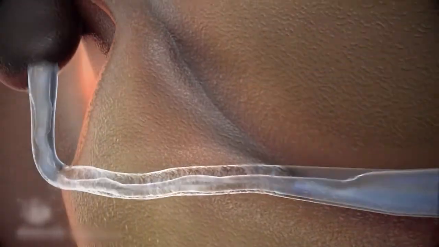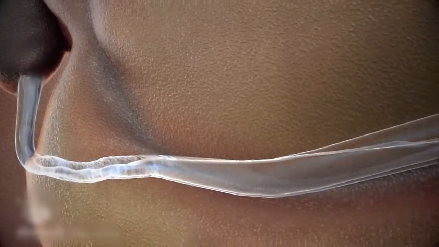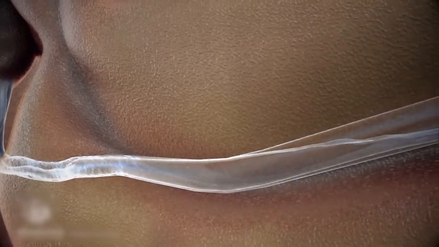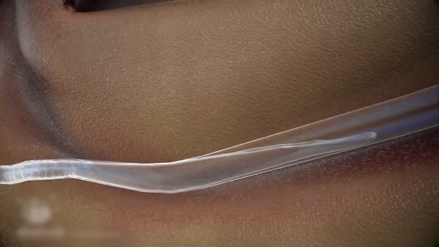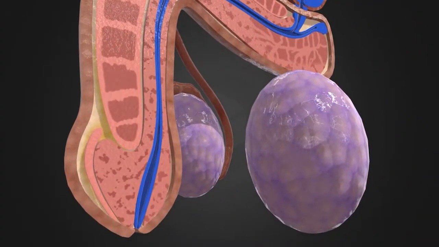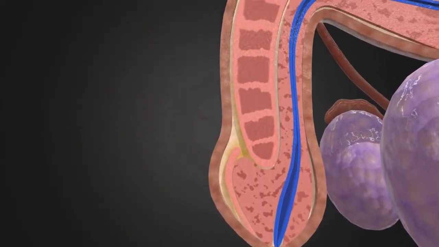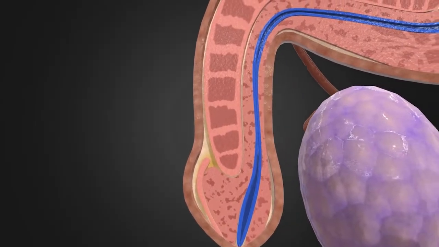The spongious urethra serves as the passageway for both urine and semen, though these fluids never mix due to the actions of the internal urethral sphincter, which closes off the bladder during ejaculation. The spongious urethra opens at the external urethral orifice, located at the tip of the glans penis, through which urine and semen exit the body.